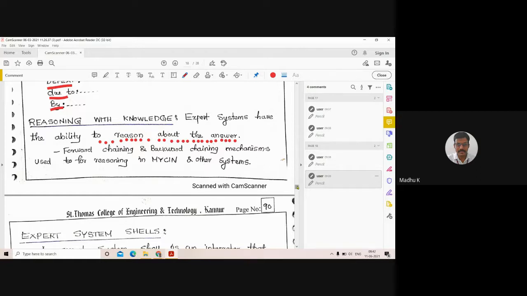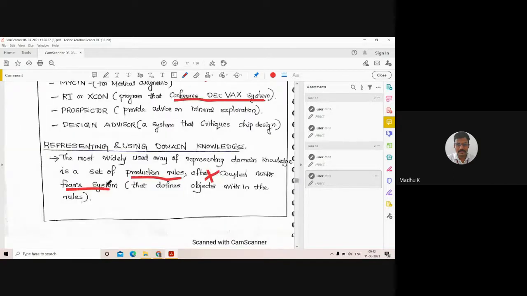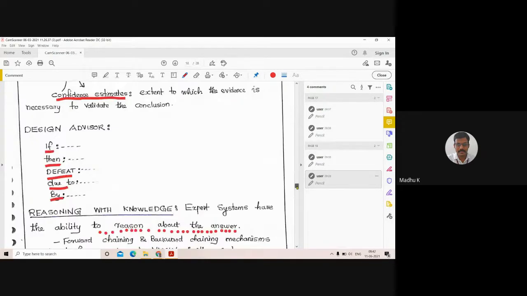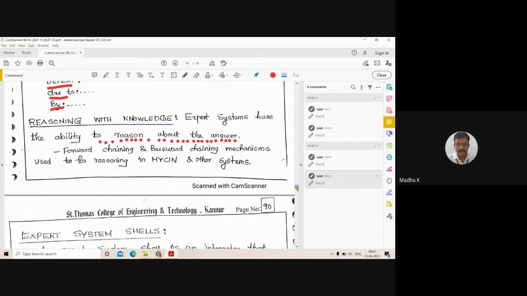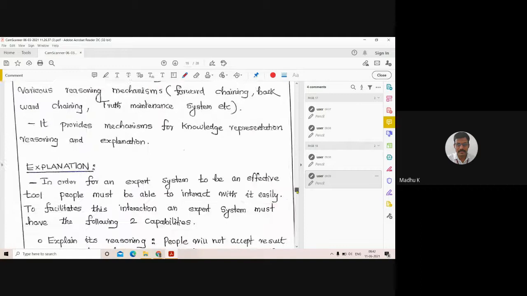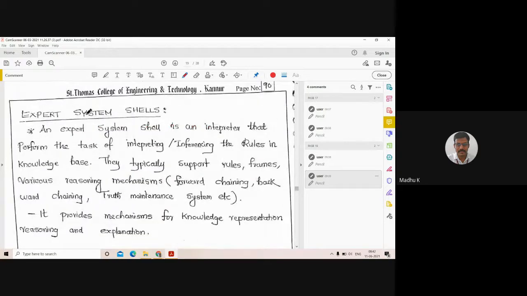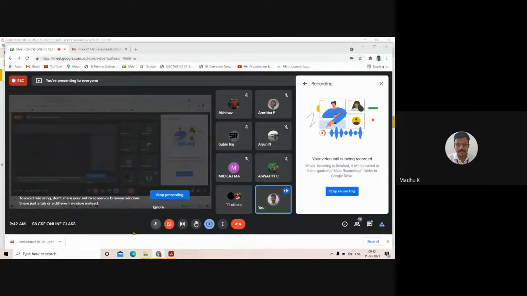Now we are considering different issues. First issue is representing and using domain knowledge. Second one is reasoning with knowledge. So what is meant by reasoning with knowledge? Which mechanism can we use? Next we are discussing expert system shells.